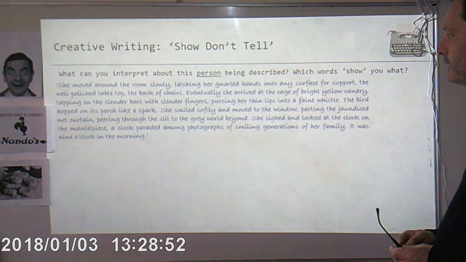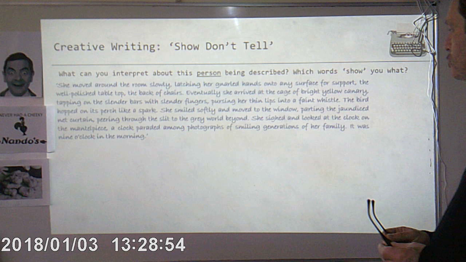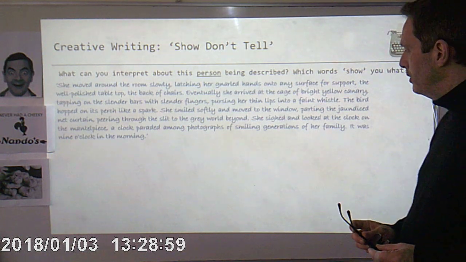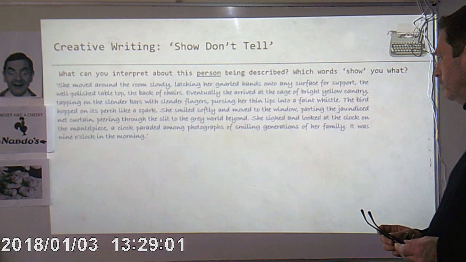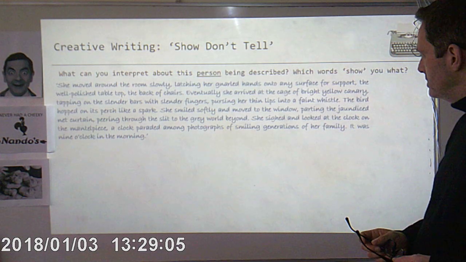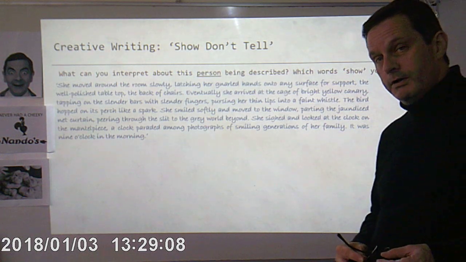She smiled softly and moved to the window, parting the jaundiced net curtain, peering through the slit to the grey world beyond. She sighed and looked at the clock on the mantelpiece, a clock paraded among photographs of smiling generations of her family. It was 9 o'clock in the morning.